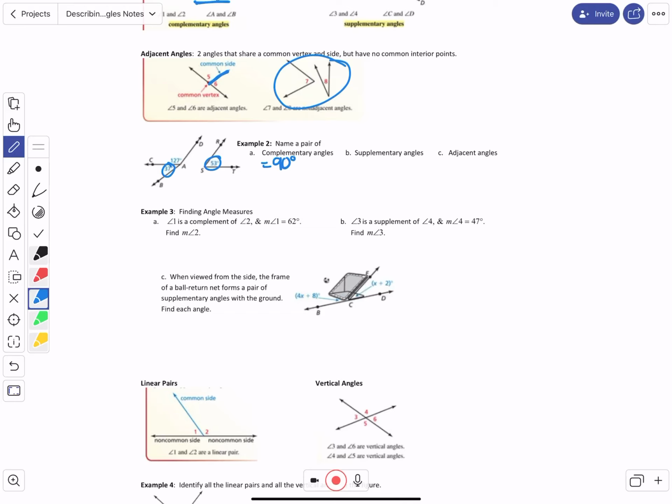Now, let's talk about naming angles. I can't just simply say angle A and angle S, because with angle A, I don't know which angle I'm talking about. I technically have 3 angles at angle A. I have this angle at angle A. I have this angle at angle A. I also have this angle. So see, there's 3 different angles happening at angle A. So we have to be very specific.